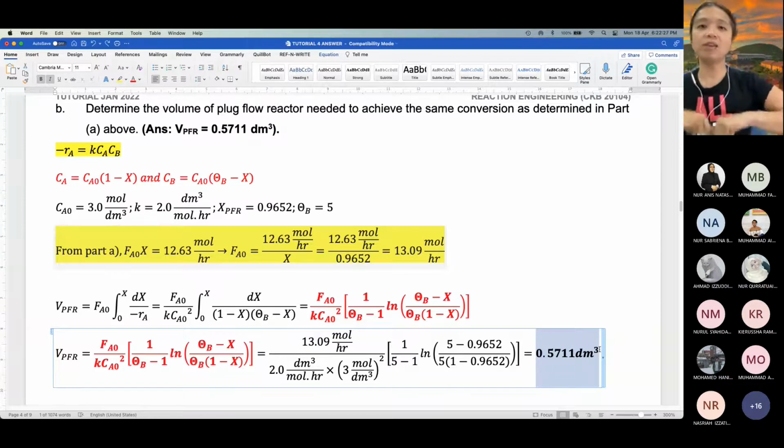Okay, so again, I repeat. What's the difference? Question 1, they ask you to find the conversion. They give you the volume of the CSTR. Part B, they give you the conversion of the PFR. They ask you to find the volume.